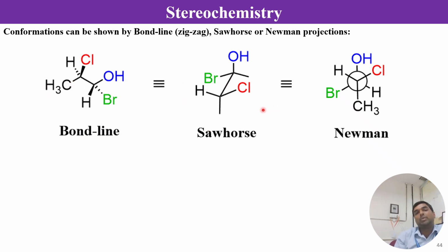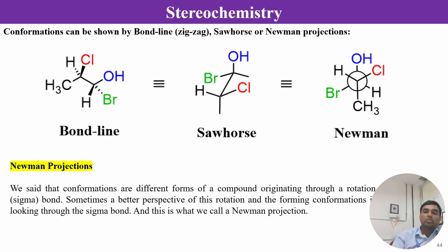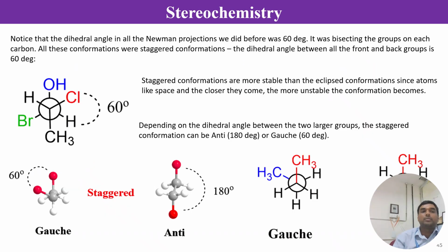And the corresponding Newman projection formula is much easier to draw through the Sawhorse. So you can see OH, bromine, hydrogen, and chlorine. Bromine, methyl, OH, bromine, methyl, hydrogen, chlorine, methyl. Yes. So that's the Newman projection formula.